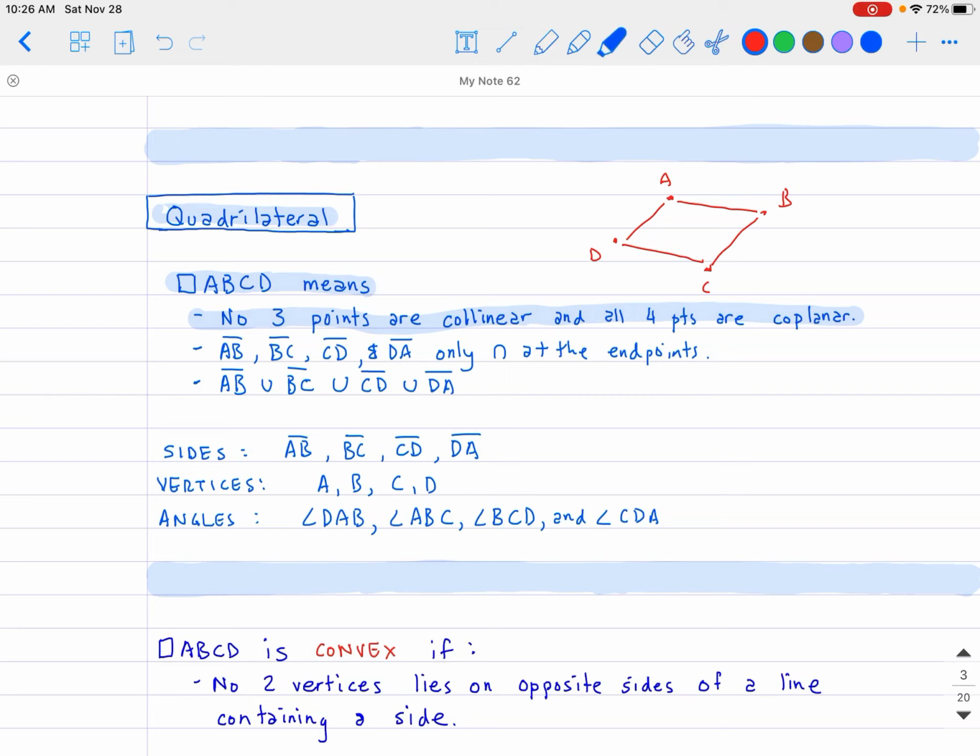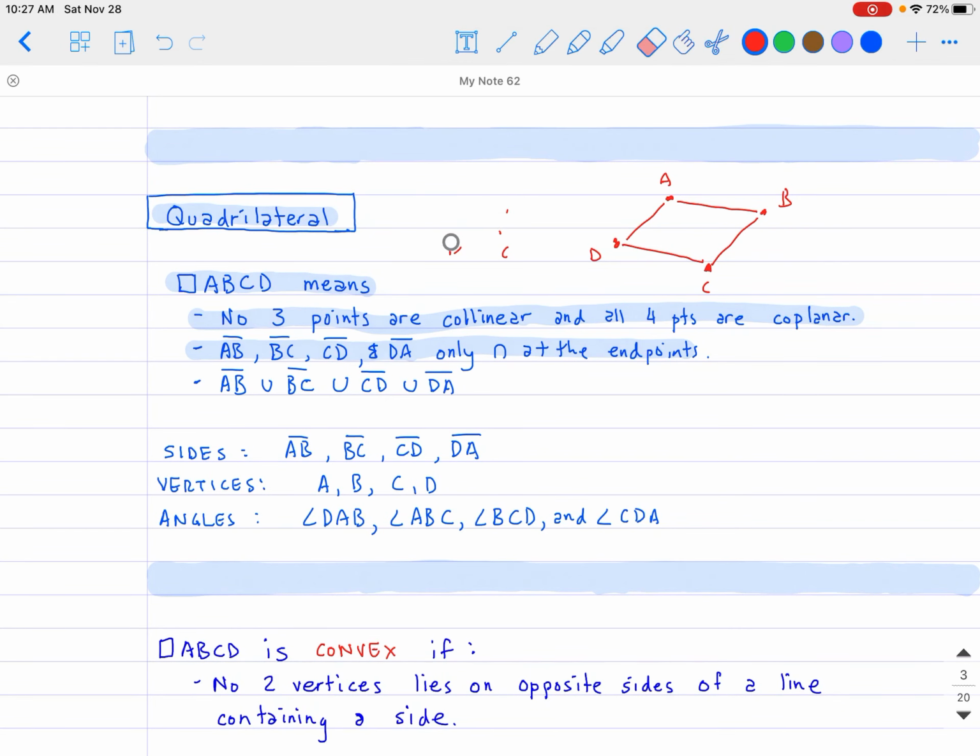The second condition is that AB, BC, CD, and DA only intersect at the endpoints. You can see here that all the sides are connected only at the endpoints. If they are connected somewhere else, then you're not going to form a quadrilateral, because you might have some sort of intersection that forms an X, and that definitely doesn't work. So here, A, B, C, D, you can see that's definitely not a quadrilateral, okay?